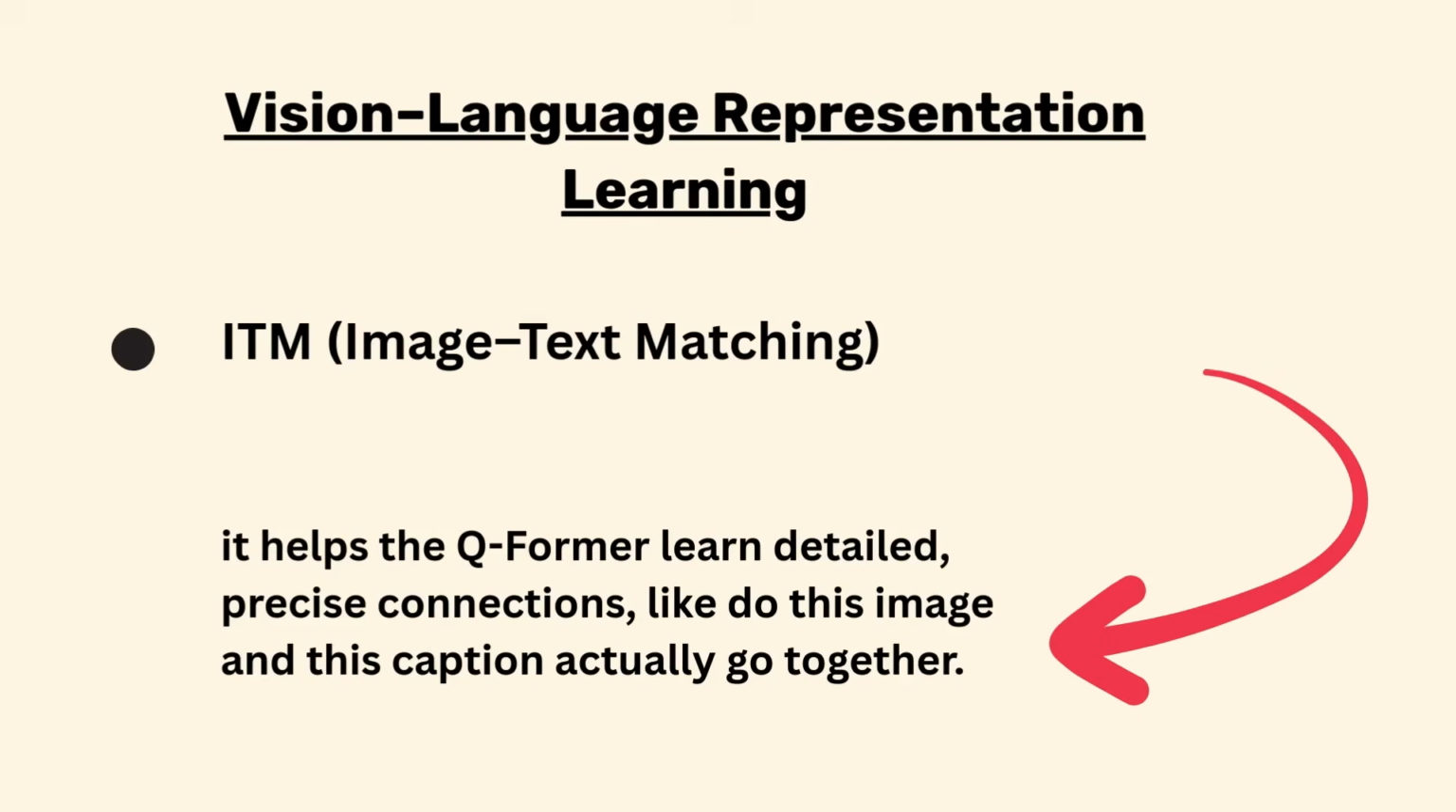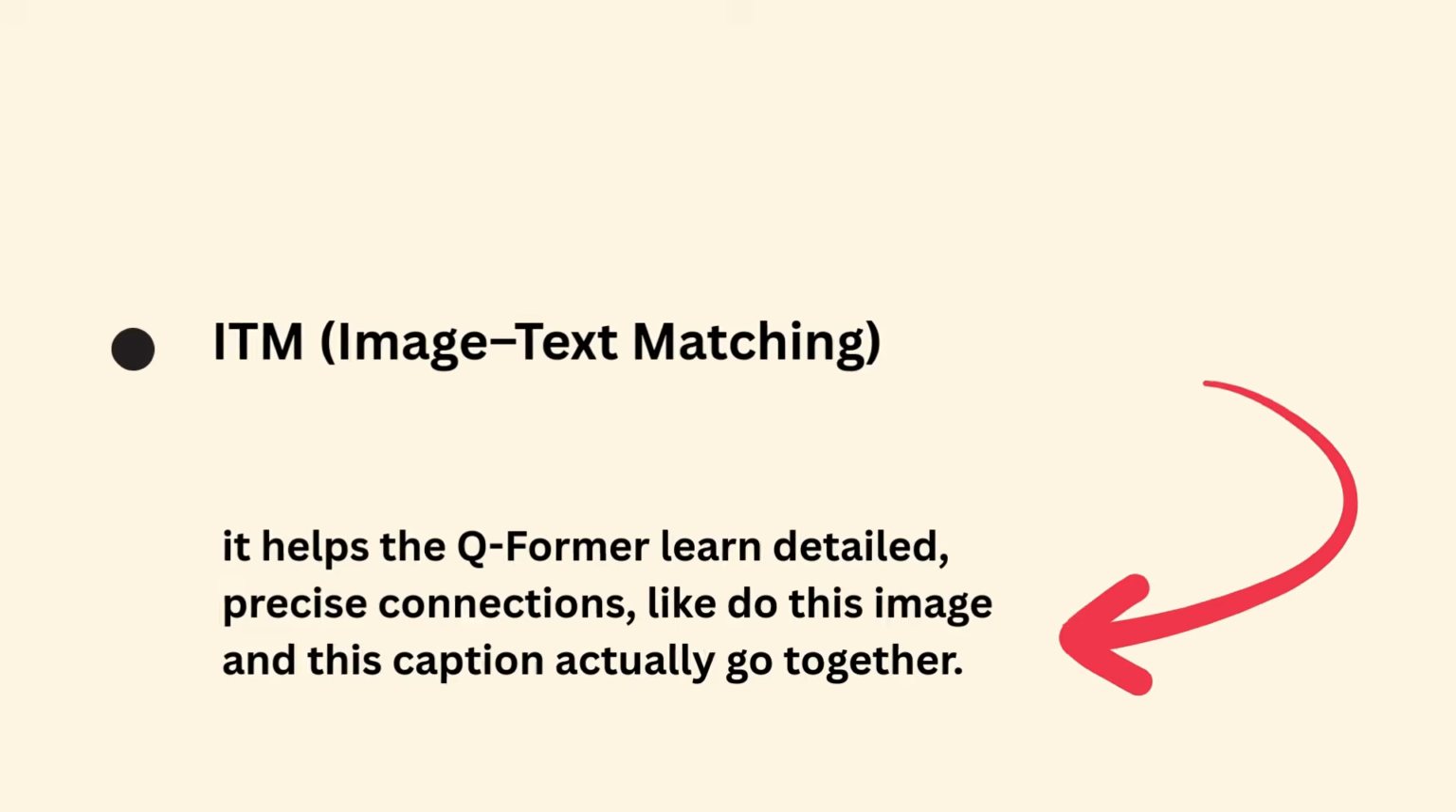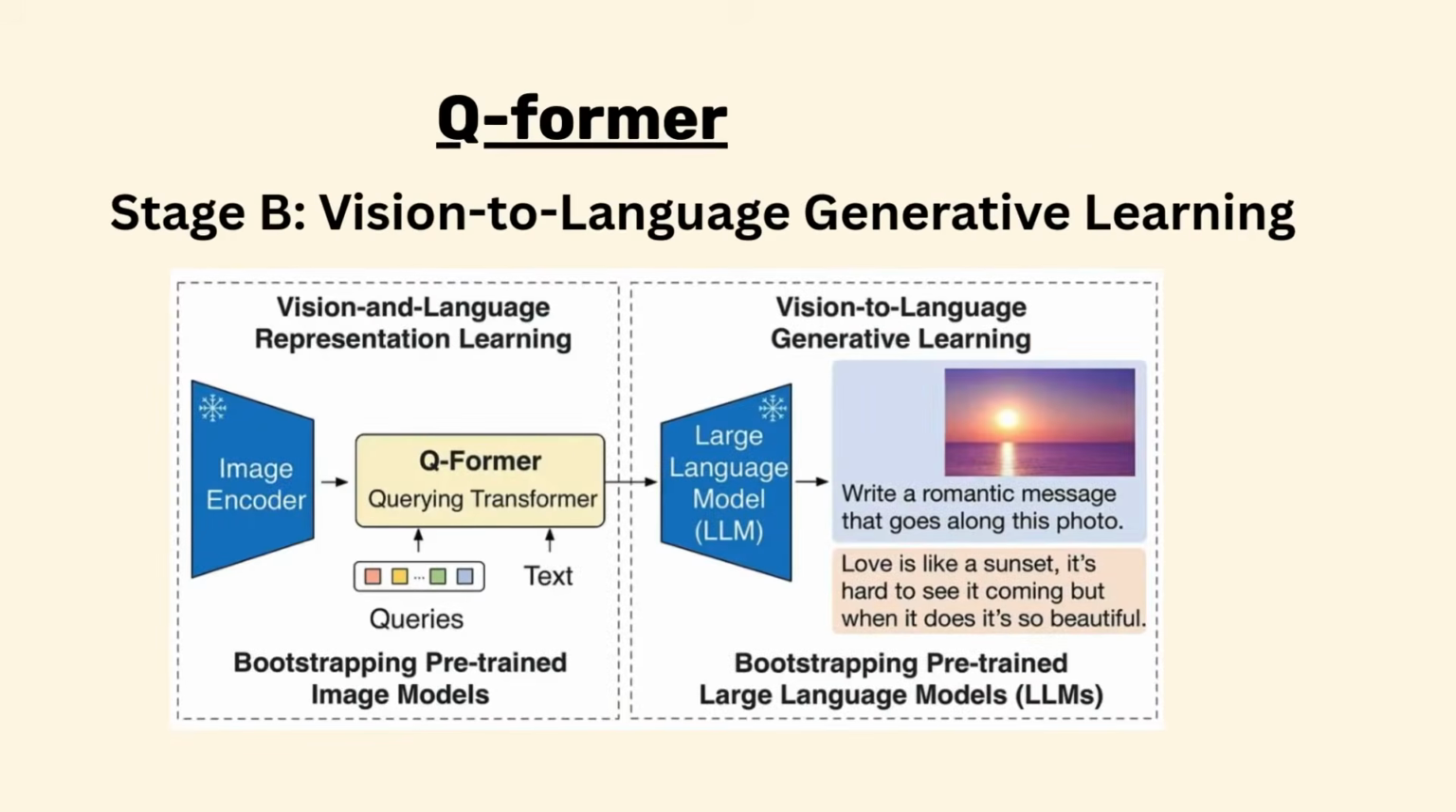So now we're going to discuss the second step of the pre-training strategy, known as the vision-to-language generative learning. In this stage, it connects the Q-Former to a frozen LLM and trains the Q-Former so that the LLM can generate the required text.